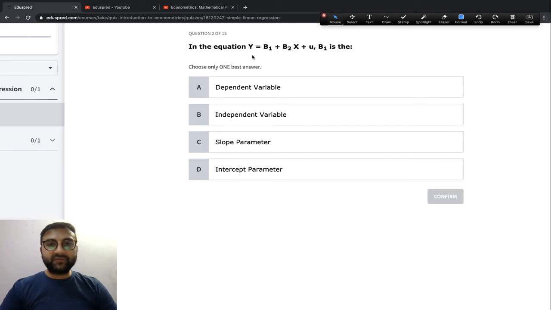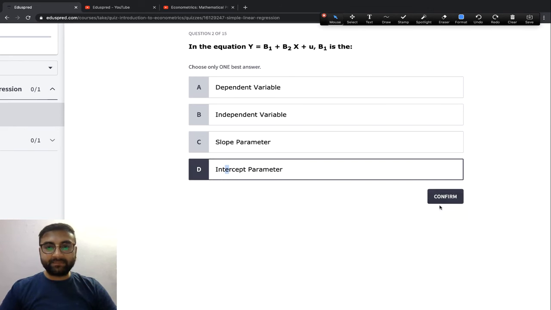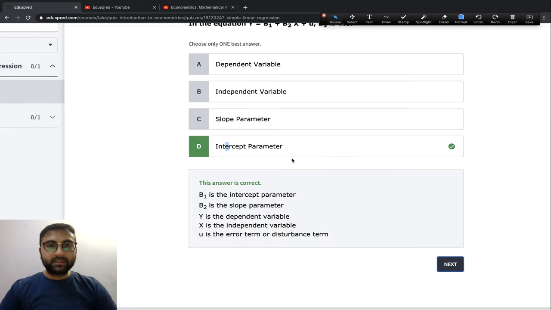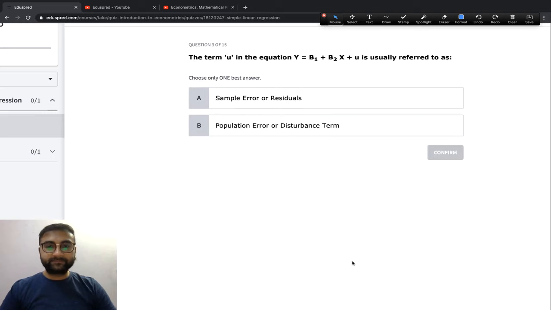In the equation y equal to beta 1 plus beta 2x plus u, beta 1 is the, well, the right answer is intercept parameter. So beta 1 over here is giving us the intercept, and this is a population equation, so it is a parameter. So that's why the right answer is D, intercept parameter. Let's move to the next question.